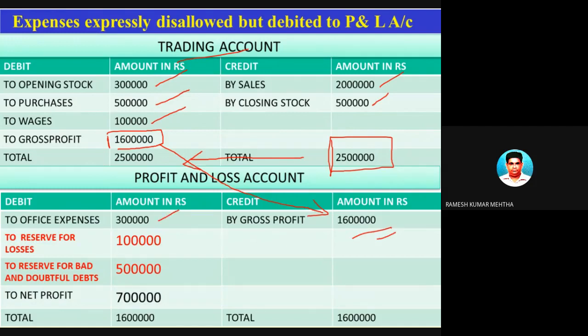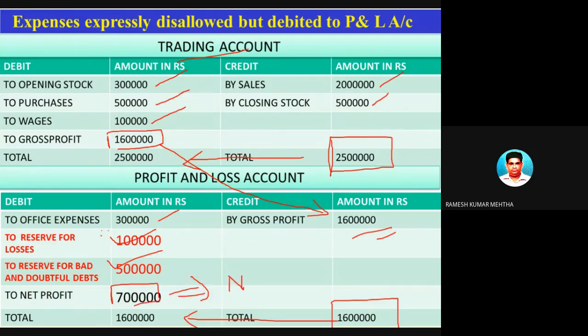Now to office expenses, 3 lakhs. To reserve for bad and doubtful debts and reserve for losses, 1 lakh and 5 lakhs. And if you look, the total of the credit is 16 lakhs. This is kept on the other side. So the balance is 7 lakh rupees. So the net profit is 7 lakh rupees.